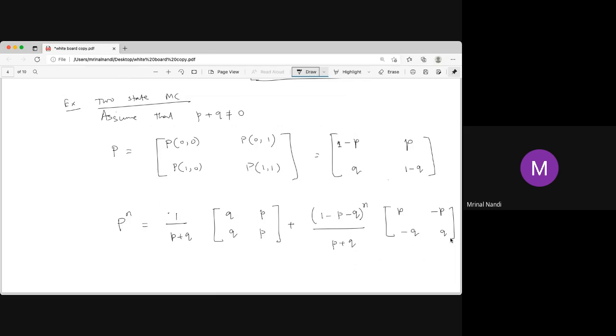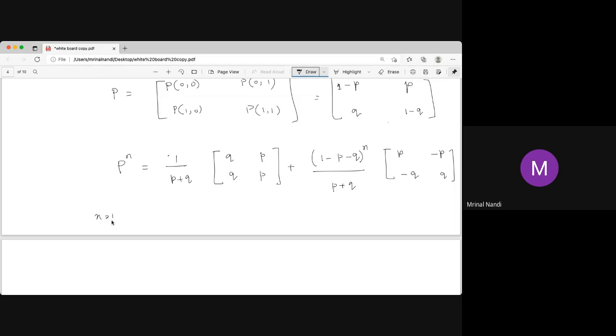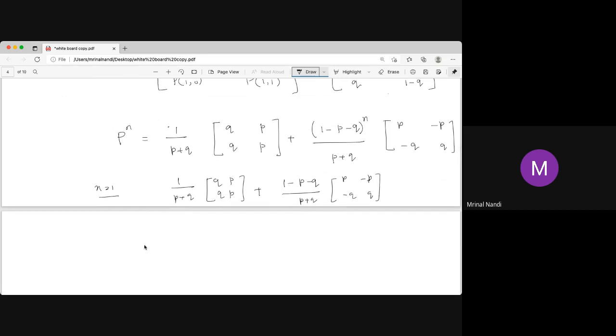Just check for n equal to 1. For n equal to 1, we have 1/(p+q) [[q, p],[q, p]] plus (1-p-q)/(p+q) [[p, -p],[-q, q]]. So if you take 1/(p+q) common, you will get q plus p into 1-p-q.